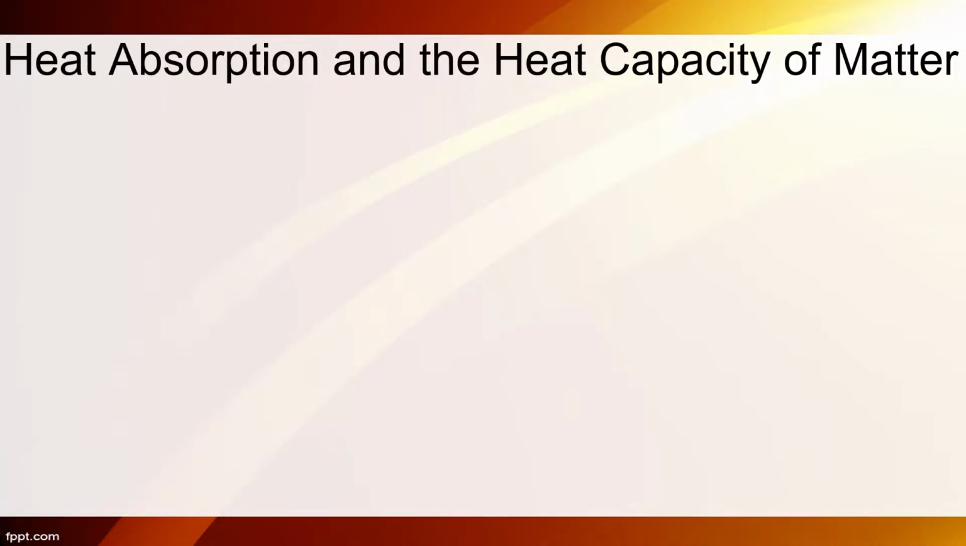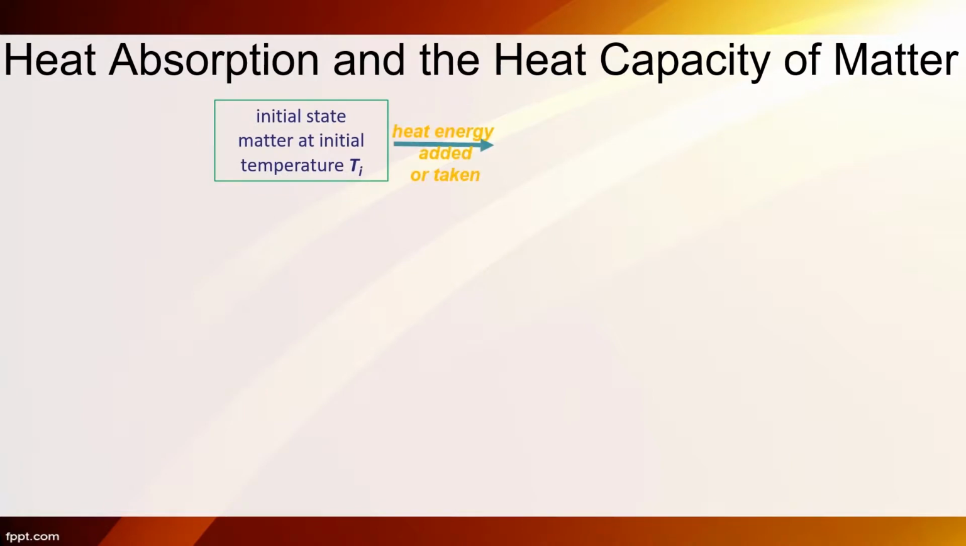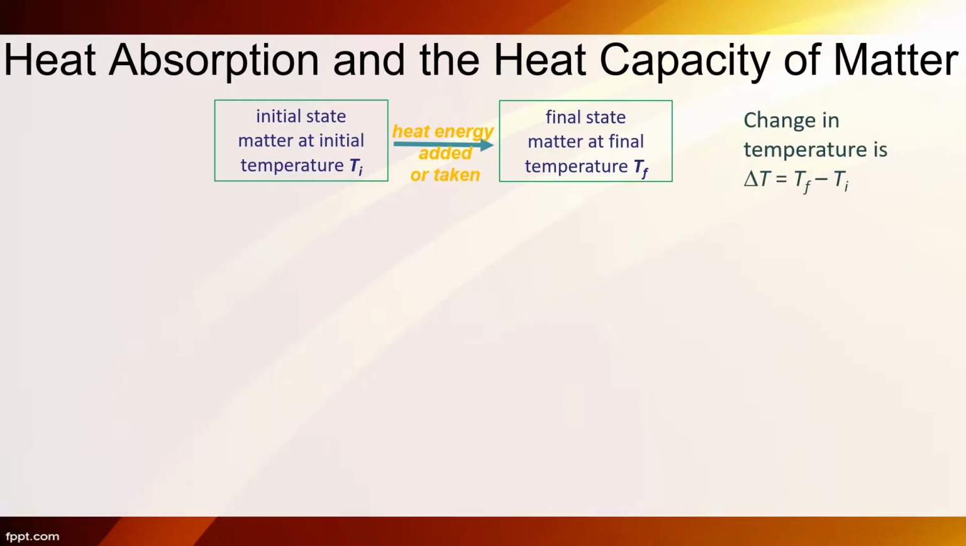For our first physical process, let's look at the common procedure of heating or cooling a piece of matter. Assume the initial state of the matter is at some initial temperature Ti, and then we add or take away some energy from it. The material will typically respond to the energy change by raising or lowering its temperature to a final temperature Tf. The change in temperature is simply delta T equals temperature final minus temperature initial.